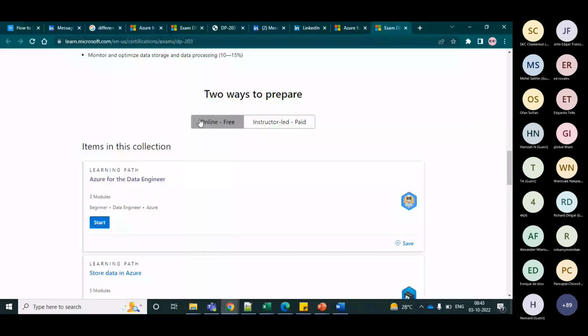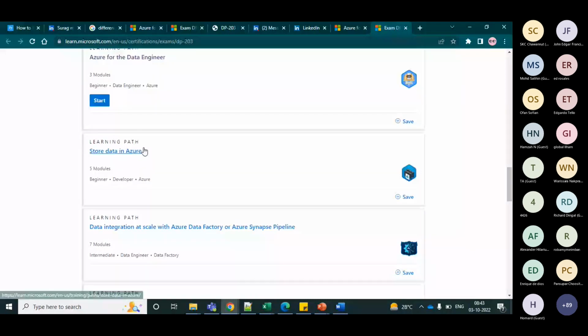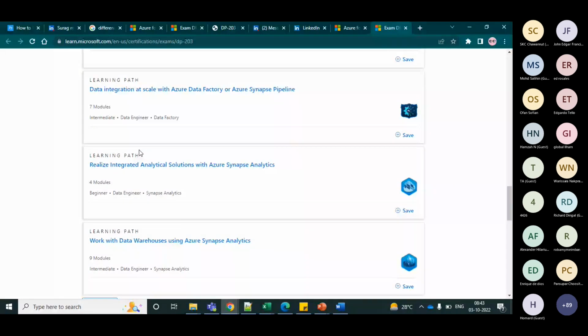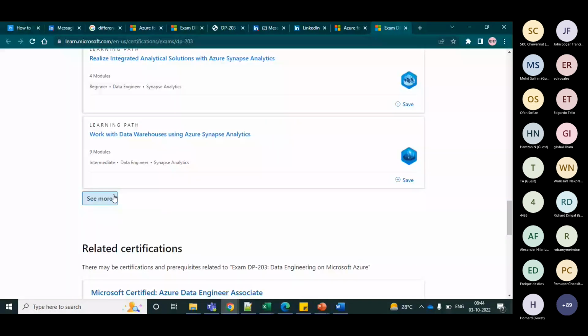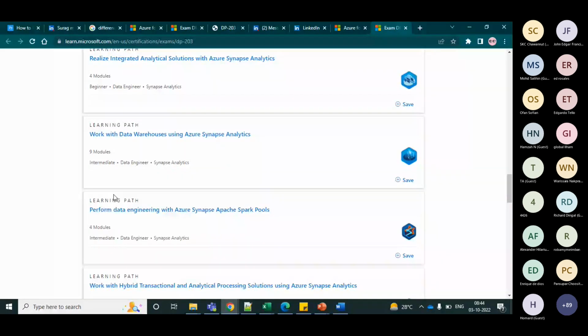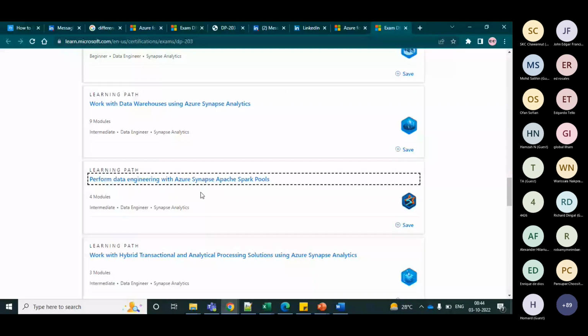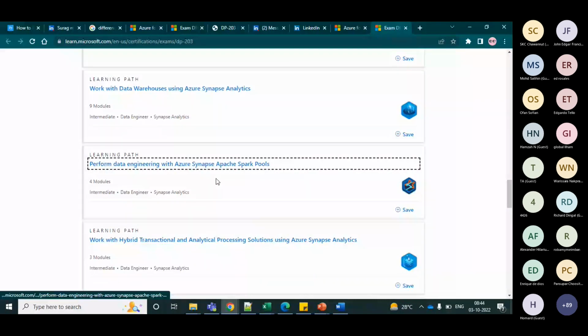So here you can see the first one is Azure for data engineer, then storage services. Then data integration with Data Factory, and then Synapse. These are the services which we have talked about. After that, there are a couple of different modules that you have, like a Synapse side, then a Databricks side, and then again a Data Lake storage side.